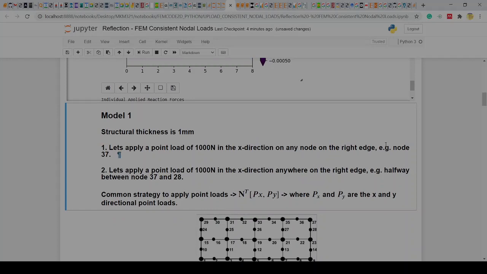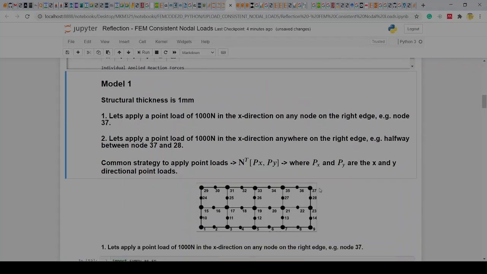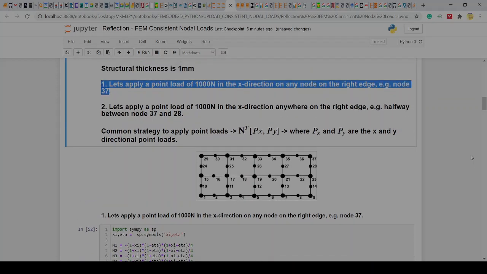Let's go to the next step and simplify the problem one step. Let's apply a point load of 1000 newtons in the x direction on any node. Let's apply a point load here at node 37 of 1000 newtons. When I apply this point load, it will pull, and there will be an induced moment on this structure because this node is offset from the neutral axis. Let's start off by applying this 1000 newtons in the x direction, but I'm going to show you a different way to compute where to apply that load, which is consistent with what we've done. All I know is node 37 has to get 1000 newtons in the x direction, but there's another way we can compute it.